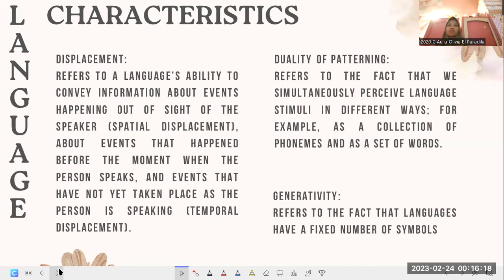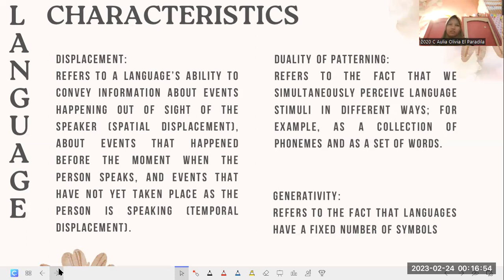Okay, the next one is duality of patterning. For example, a collection of phonemes and a set of words. Normally, we see it through the phonemes and the individual word sounds to meaning that a speaker is trying to convey, but each of these kinds of patterns, speech sounds or phonemes and words, can be detected if we decide to pay attention to the form of the speaker's message rather than its meaning.